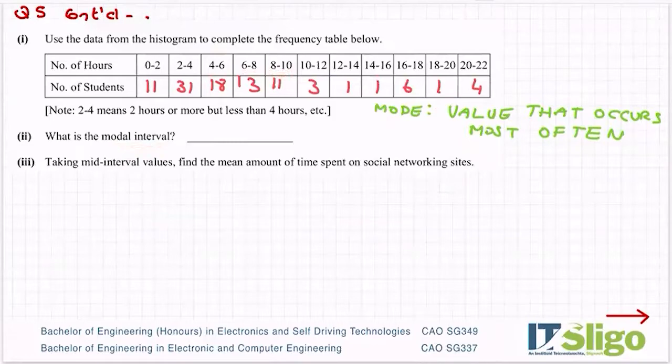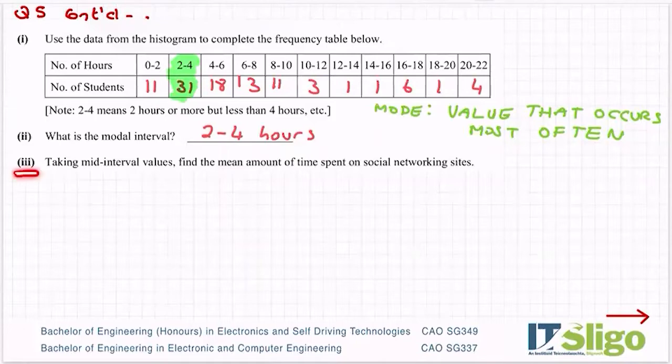So a modal interval is the grouping or the interval that has the most students watching for that long. So you're looking for the biggest number here, and you can see that the biggest number is this one here. That has got 31 students. So our modal interval in that case then is 2 to 4 hours. Okay, so no calculation for mode. You see the answer is the value that occurs most often, or in this case, the modal interval is the interval that has the most students in it.